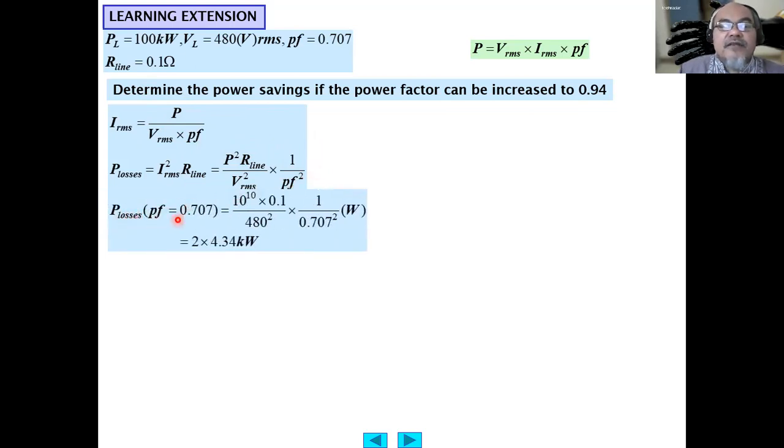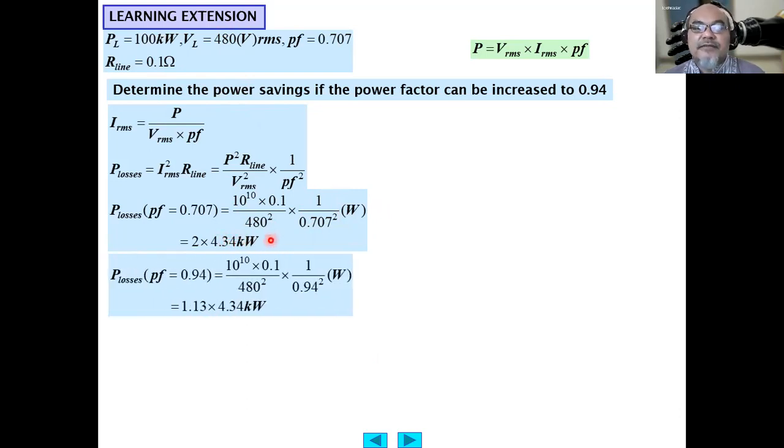And when the power factor is 0.707, the power loss is 10 to the power of 5 squared, so equals 10 to the power of 10, multiplied by 0.1 ohm divided by 480 volt of the load voltage, RMS, divided by 1 over 0.707 squared. And we obtain here 2 times 4.34 kilowatt. This is the loss of the power at the transmission line.